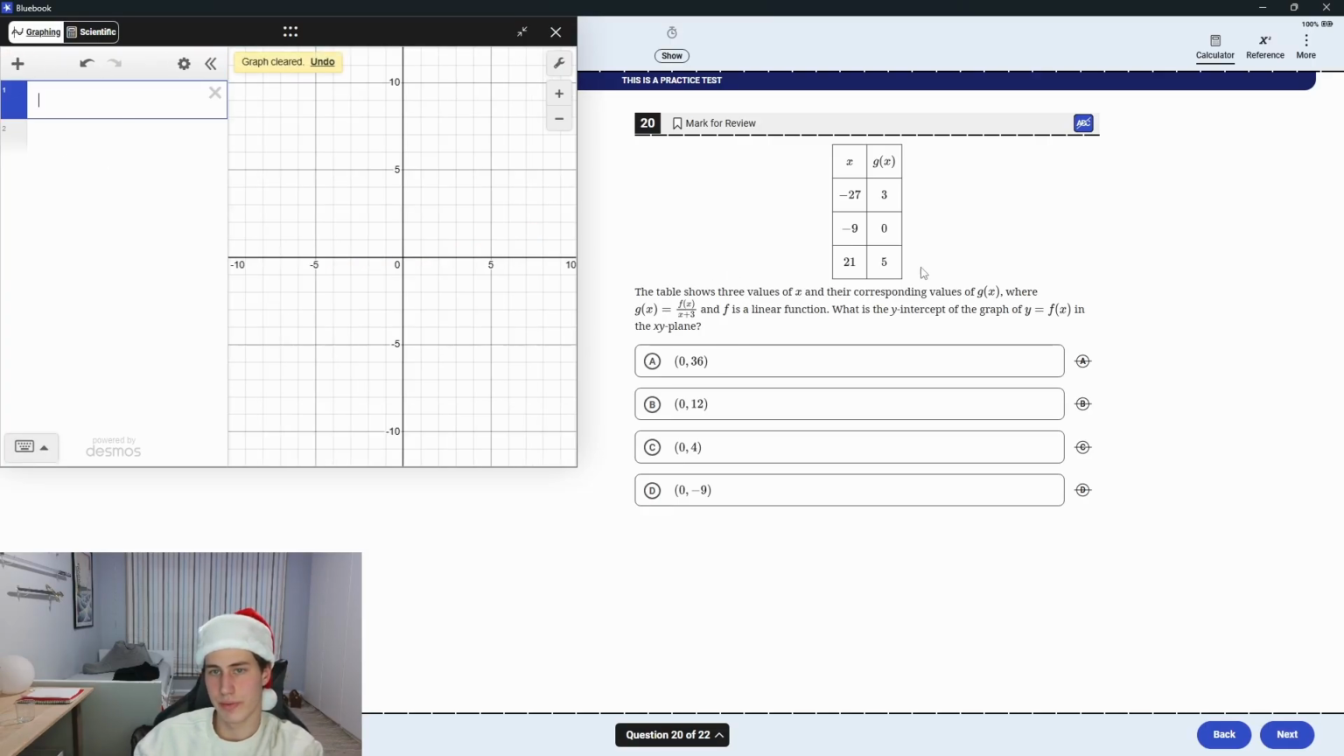So the table shows three values of x and the corresponding values g of x, where g of x equals f of x over x plus 3, and f is a linear function. What is the y-intercept of the graph of y equals f of x in the xy plane? This is definitely on the harder side of the SAT questions, but once you understand it, it's not too terrible. So let's start off with graphing our equation.